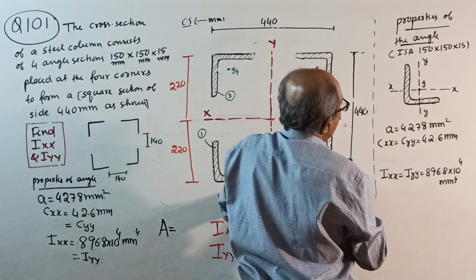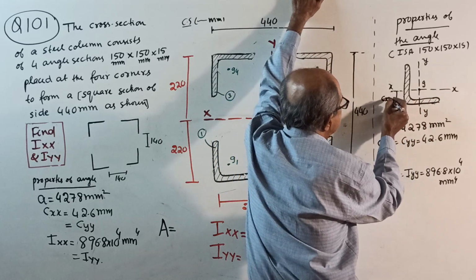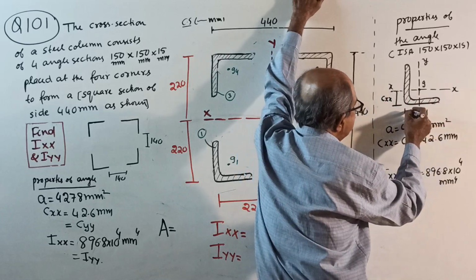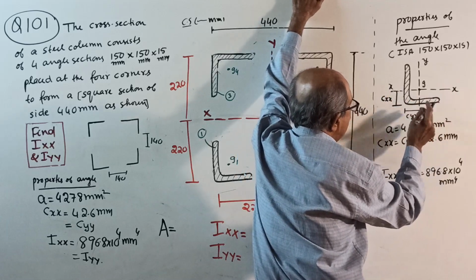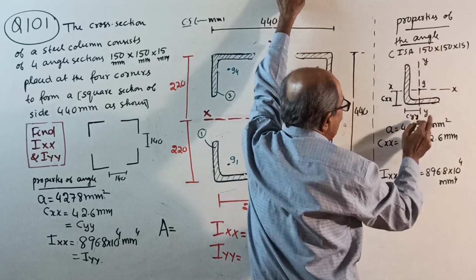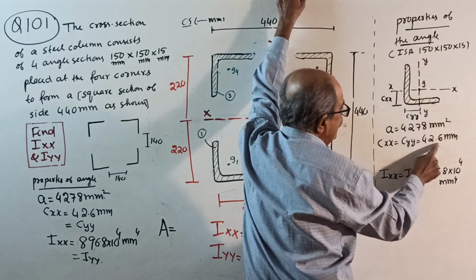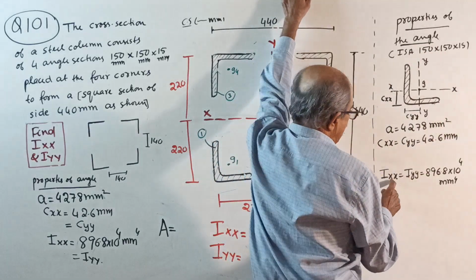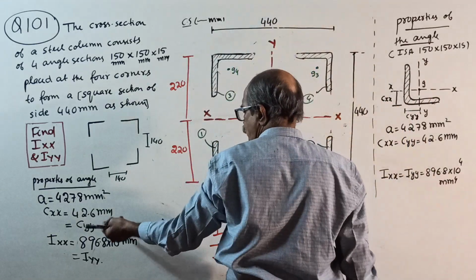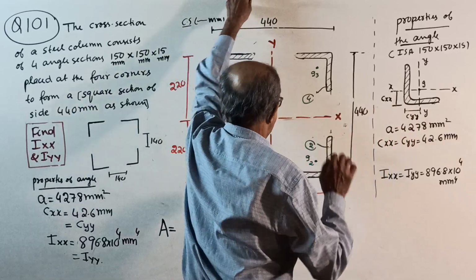Now, this distance is called Cxx, the centroidal distance of the xx axis. This distance is called Cyy, the centroidal distance of the yy axis. They told the area, the complete area, is 4278 mm square. This Cxx equal to Cyy is 42.6 millimeter, and Ixx equal to Iyy is 896.8 times 10 to the power 4 millimeter to the power 4, given in the question. Here the sketch is not given. Here it is with the sketch. Okay, now start.